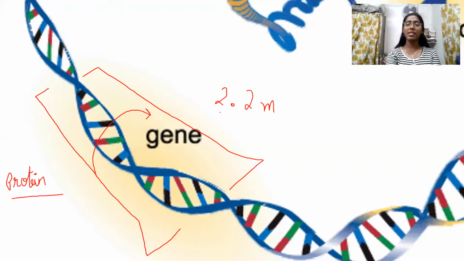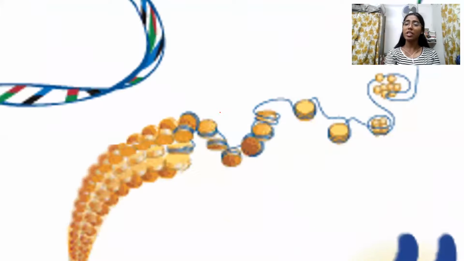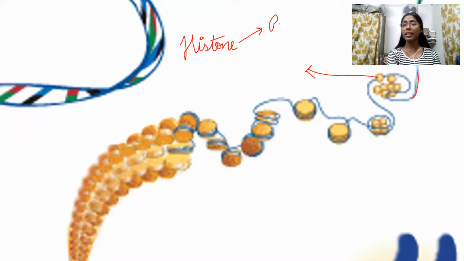So how does this DNA occupy itself in the cell? Initially, there is this DNA, and this DNA wraps itself on a protein called histone. So what protein is this? This protein is called the histone protein, and the DNA wraps itself on this protein. Now, how is the structure of the protein? That is not important, but this protein is present in the form of 8 units. It is an octamer. It has 8 histone proteins.